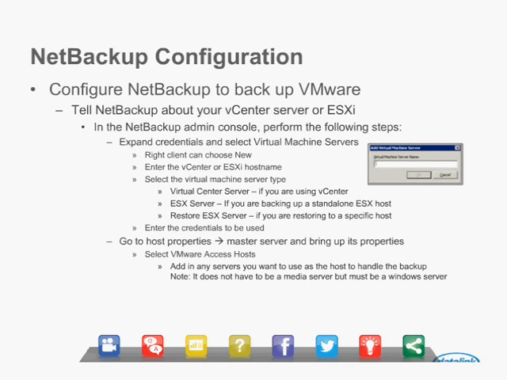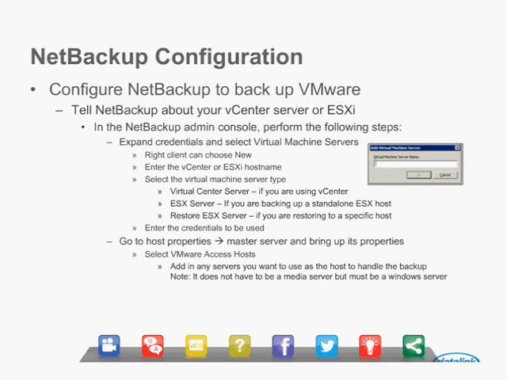So in the NetBackup admin console, you'll perform the following steps. Expand credentials along the left and select virtual machine servers. Right-click and choose New. Enter the vCenter or ESX host name. Select the virtual machine server type. For a virtual center server, if you're using that, you'll select virtual center server. If you have a standalone ESX or ESXi server, you can select that server and put in the local credentials, and that's if you do not want to leverage vCenter for your backups.